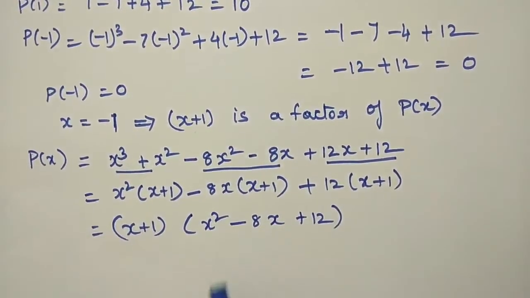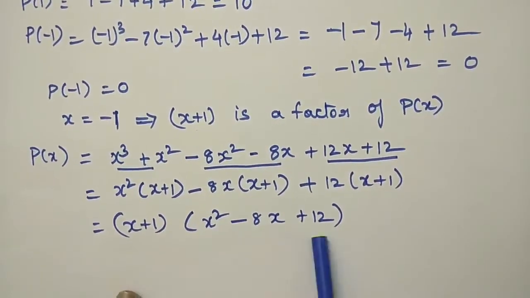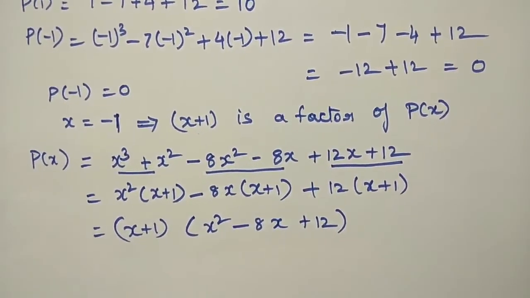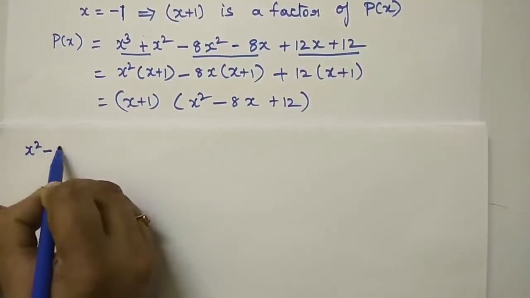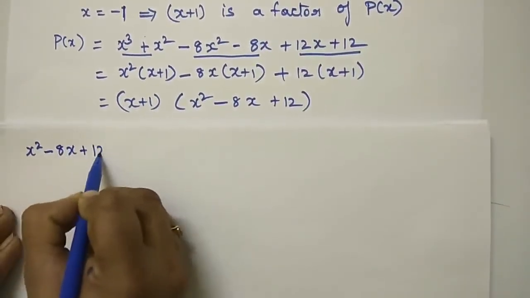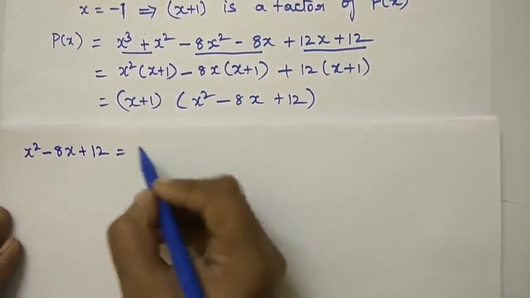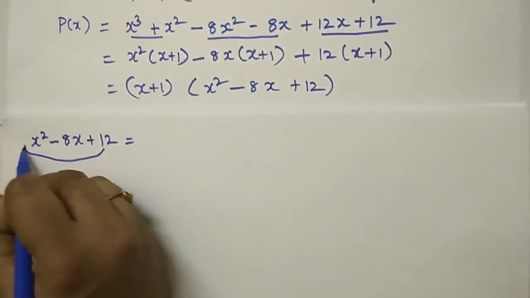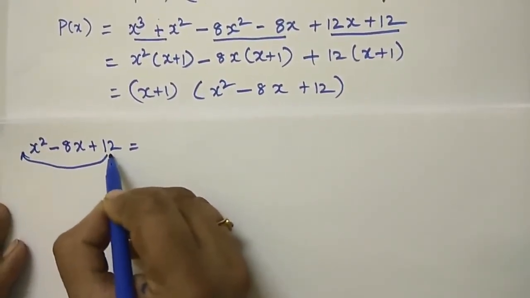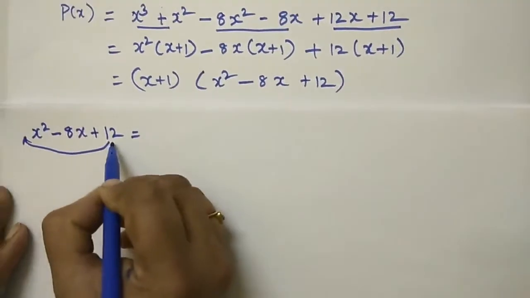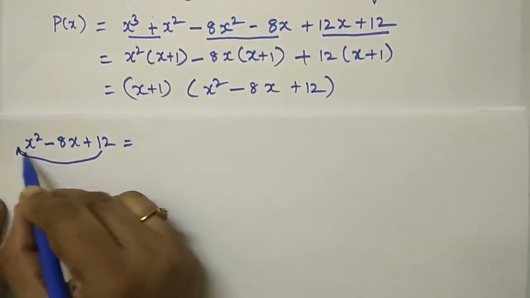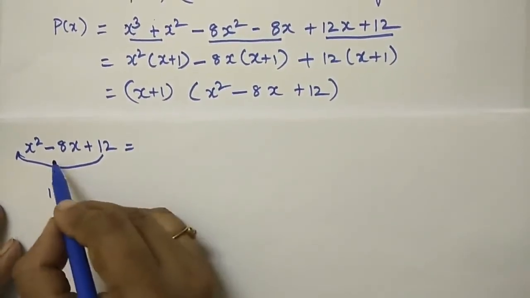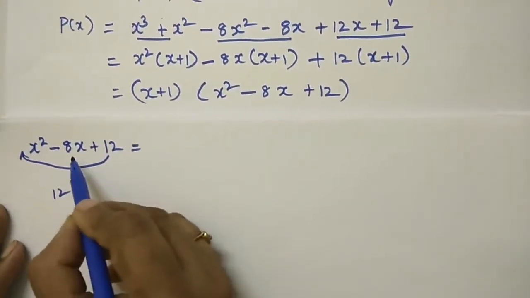Now I will find the factors of this quadratic polynomial. Okay. x square minus 8x plus 12. I will first find the factors of this quadratic polynomial. As this cannot be expressed as a square of a number, we have to multiply these two and find the factors. Here I am getting 12. Factors of 12 are 6 and 2. Is it not? Minus 6, minus 2. If you add those two, you will get 8.